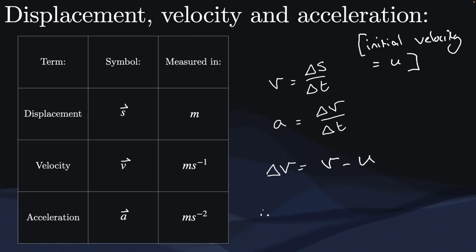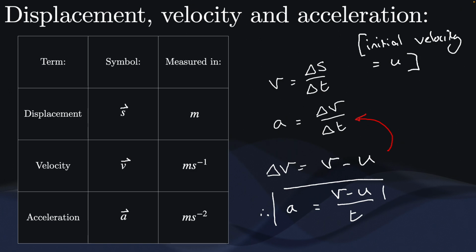Therefore, if we substitute that into that, we find that a is equal to v minus u over t. Now remember, this is only the case when acceleration is kept constant. But in most of our exam questions, they do state acceleration as constant, and we can see that it's constant. So yeah, that makes things much easier for us.